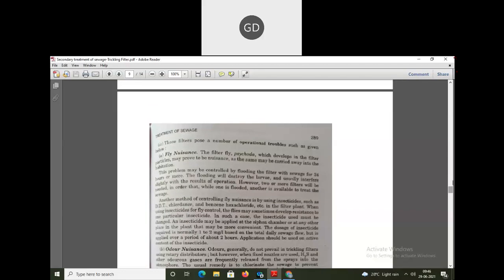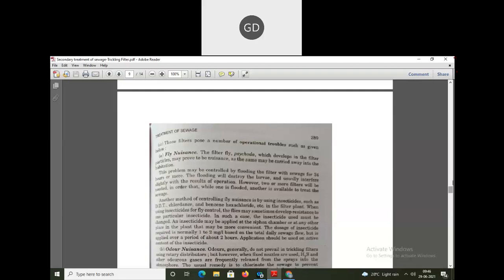Then these filters also have different troubles. One is fly nuisance. Fly nuisance means that some flies develop in the filter itself, and this may cause some nuisance to the filters. They should be removed. So how do you remove these flies?